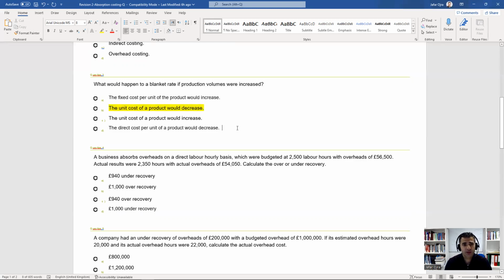And that's what we talk about with the economies of scale. Because if the production increased, the fixed cost per unit will be less, and vice versa. If the production decreases, the fixed cost per unit will be more.